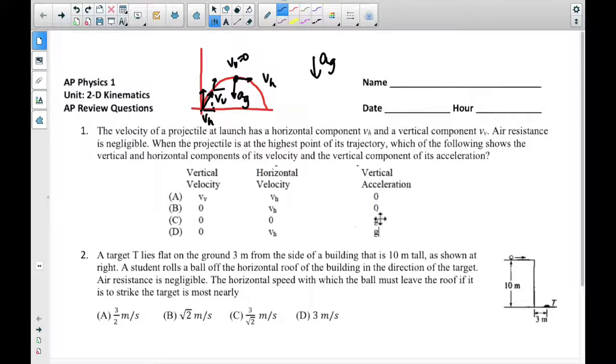So we look at our options. I'm going to start off with the last column because the vertical acceleration has to be gravity, so those don't work. So now I'm down to C and D, and they're both the same in this column, but in the middle, the horizontal velocity, it does have a horizontal velocity, and so number 1 is D.